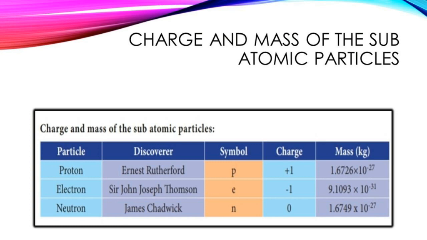Next, the particle neutron. The discoverer of the neutron is James Chadwick. The symbol is small n. The charge is 0 because it has no charge. Next, the mass of the neutron is 1.6749 × 10^-27. Among all the particles, the electron is the smallest one because its mass is of the order of 10^-31.